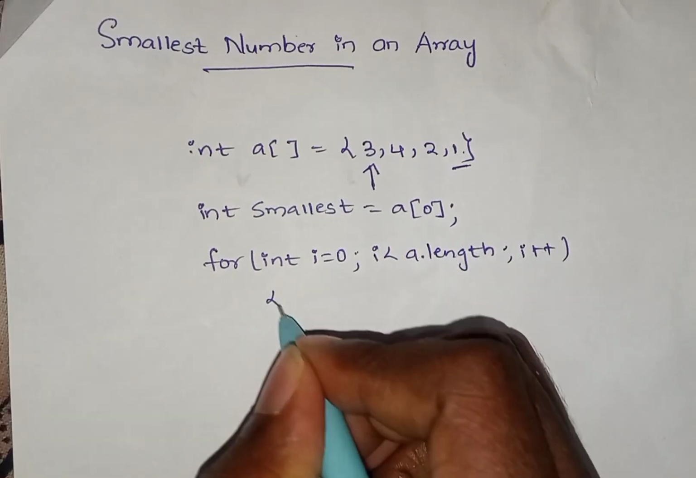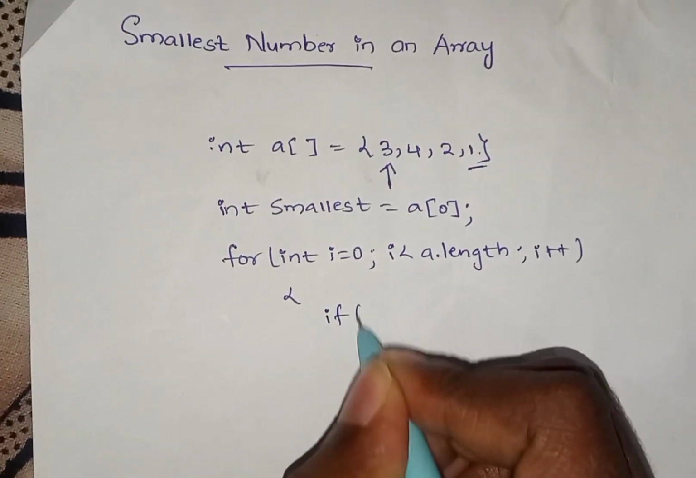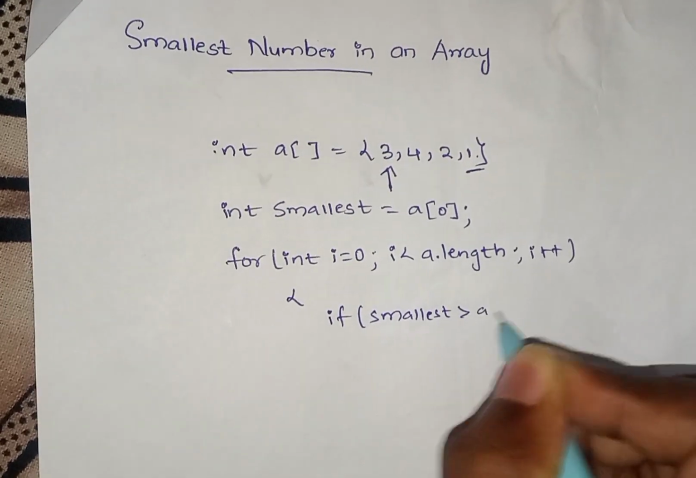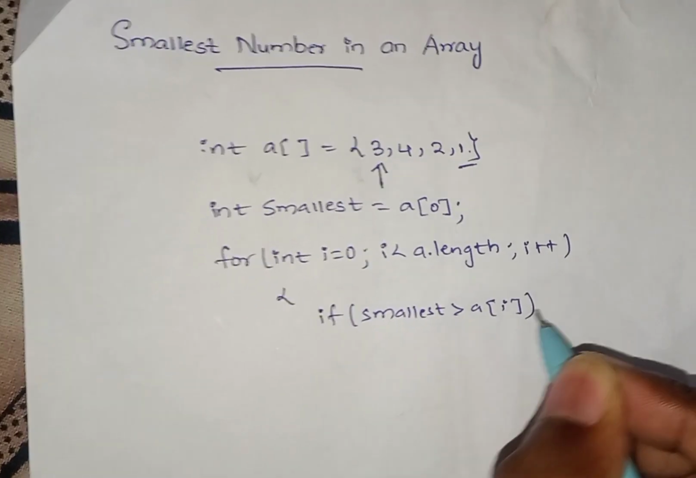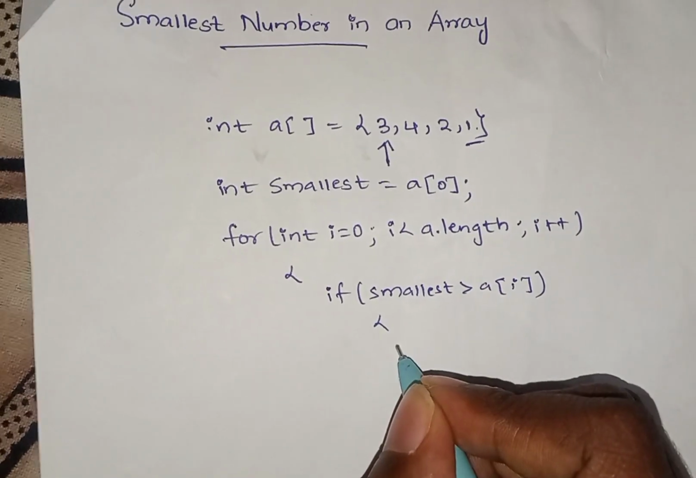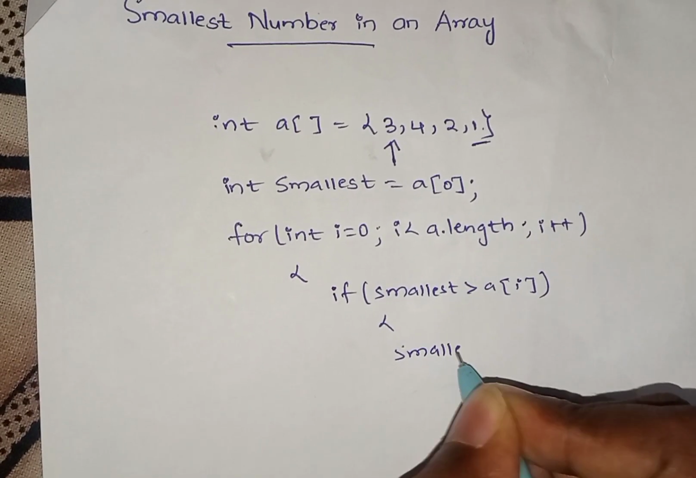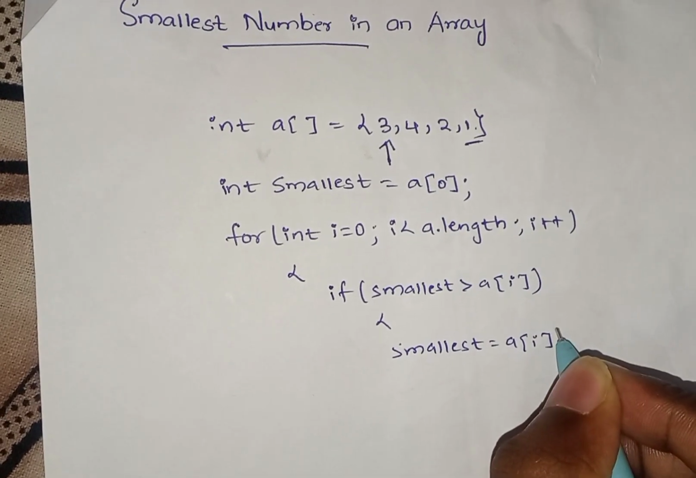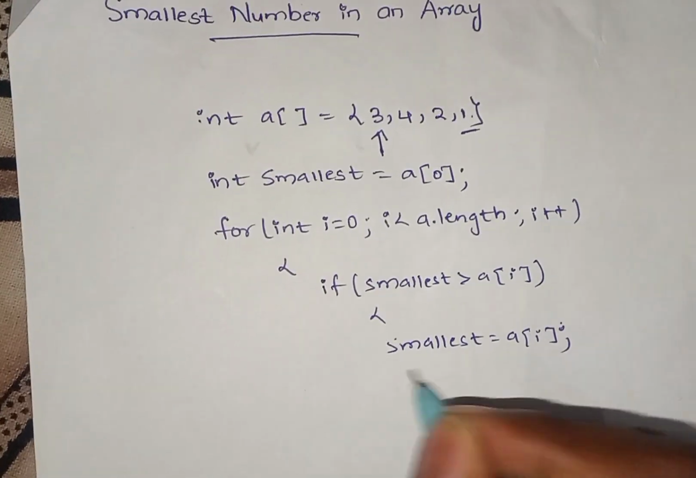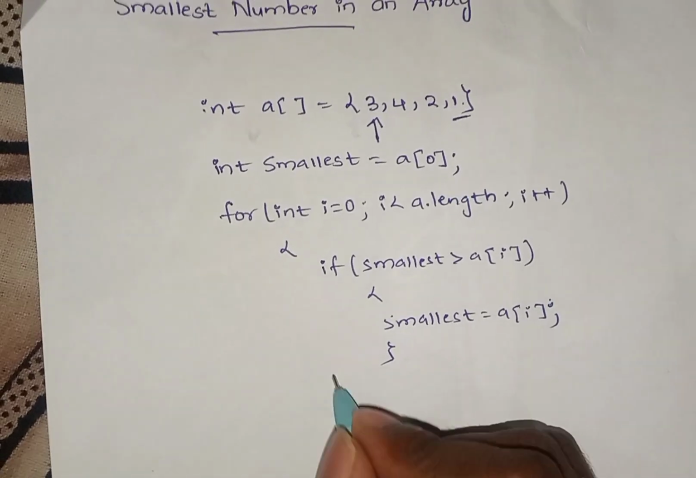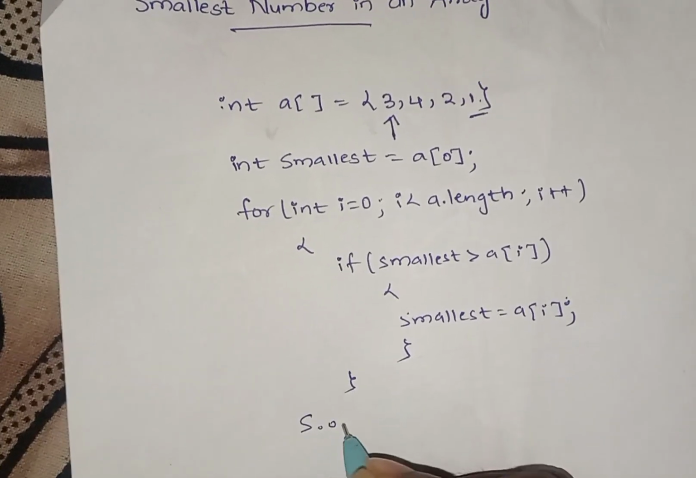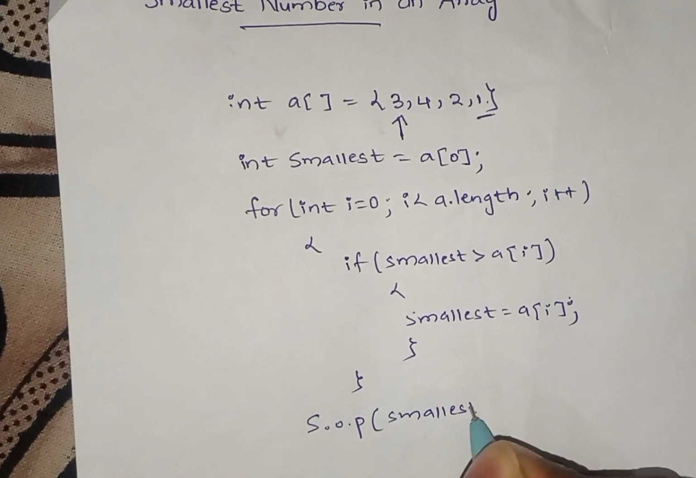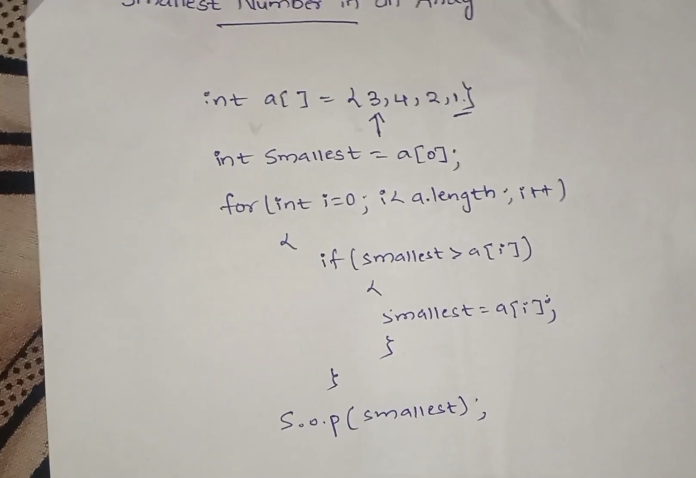Okay, so inside the for loop what we need to do is if smallest greater than a of i, then inside the if block we need to take smallest is equals to a of i. Okay, then outside the loop we need to print System.out.println smallest. Okay, now it gives you the output as 1.